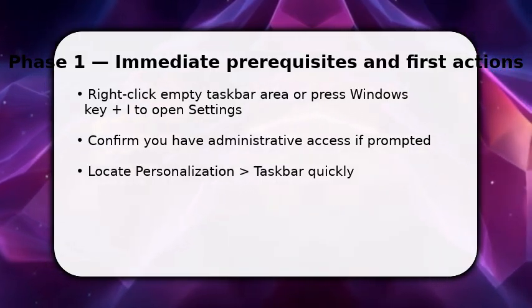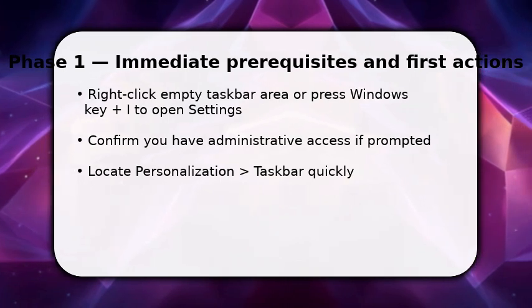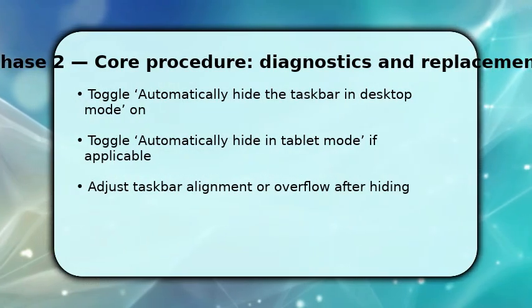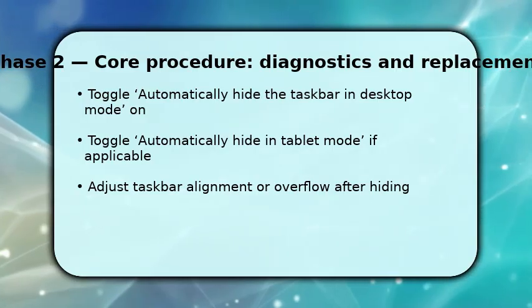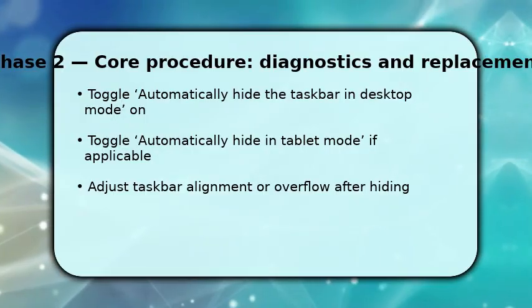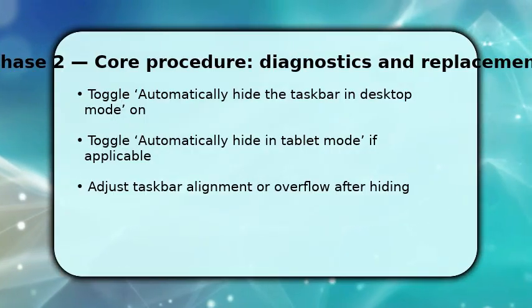You toggle the auto hide option for desktop mode first. This makes the bar slide away when not in use. If you use a tablet or convertible, also enable the tablet mode hide setting so the behavior matches across device states. Once enabled, test by moving your mouse away.